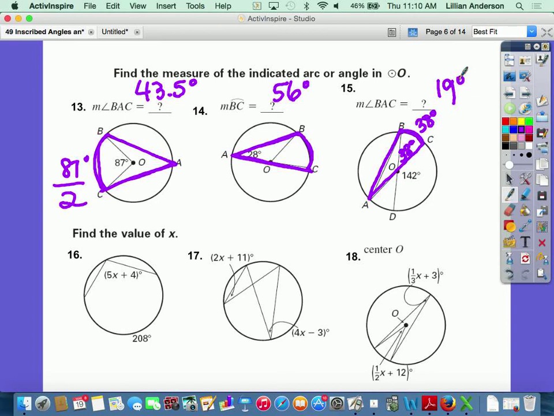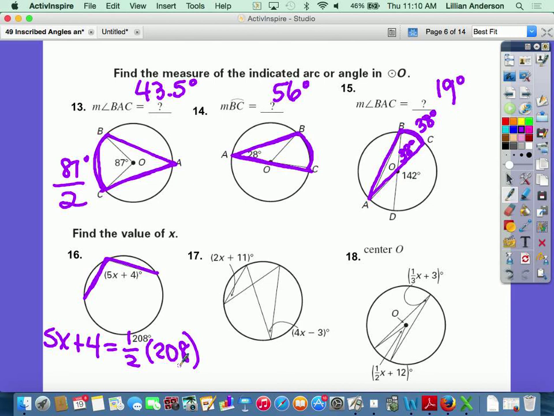Okay, number 11. Here we go. This right here is an inscribed angle, and the inscribed angle is half of its intercepted arc. So 5x plus 4 equals half the arc. That's what we've been talking about. Now we just have an equation here, and we're looking for x.